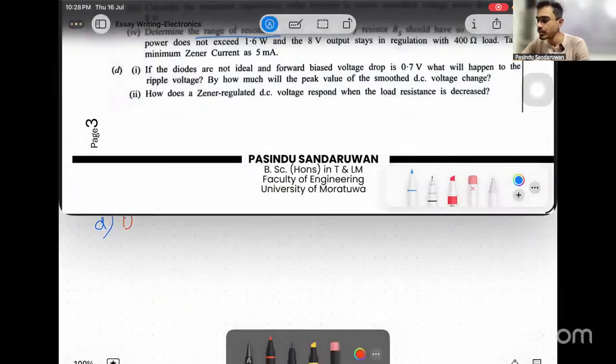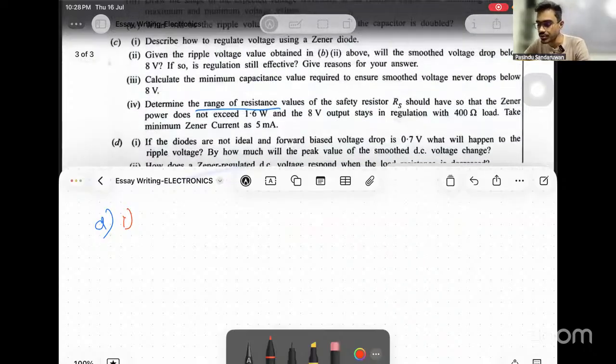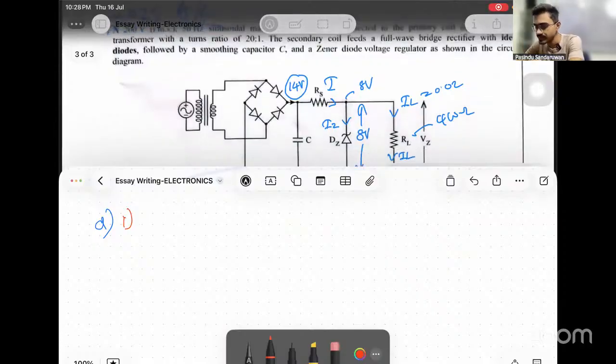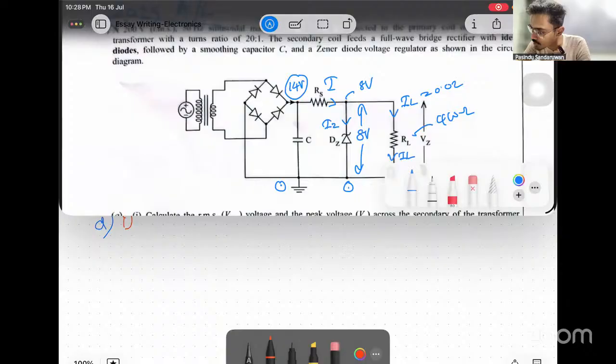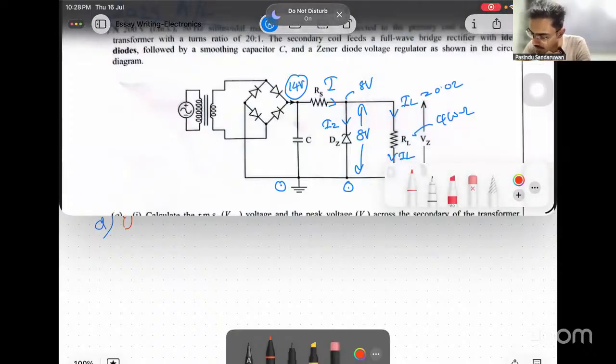We know in the full wave rectifier, even though there are 4 diodes, only 2 diodes are functioning at a time. When the upper point x is plus, current flows like this, and only this diode is forward biased, and it flows through this.